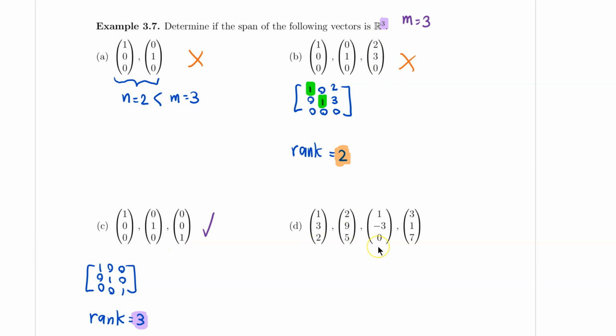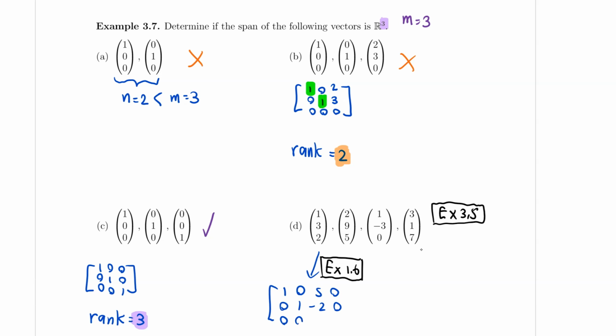Now for part D, we have already done this in the earlier example 3.5. If I follow the standard procedure, I can form a matrix out of these vectors and find the reduced row echelon form. We already did this in example 1.6, so let me just write the reduced row echelon form. That is going to be 1, 0, 5, 0, and then 0, 1, negative 2, 0, and then 0, 0, 0, 1.